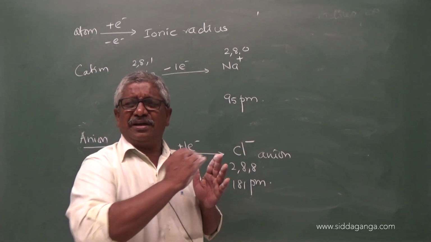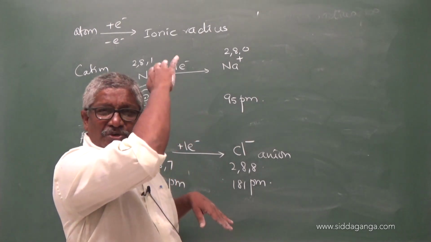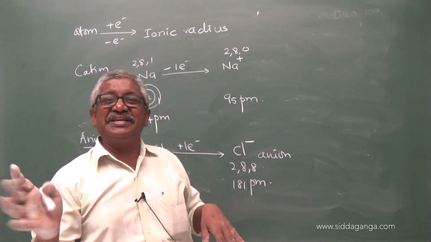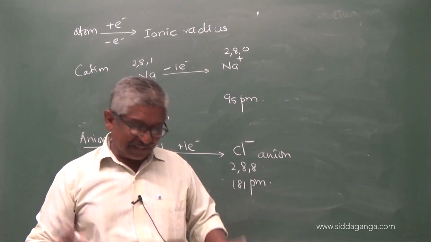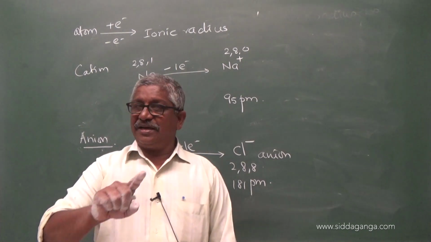If it moves across the period, what will happen? It decreases. If we move down the groups, it increases. With this, we will close, and next we will go for atomic size.